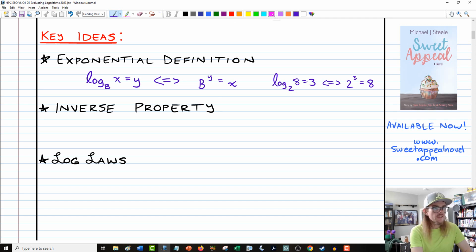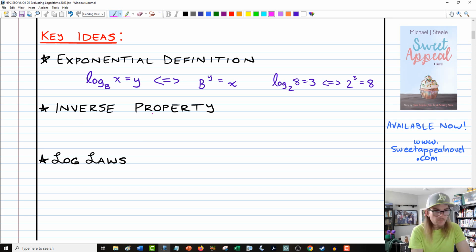Now the second one is very specific to this particular version of a logarithmic expression, because we're going to be simplifying logarithmic expressions. It's called the inverse property, and I don't know that it always gets its own definition or title when you're learning logarithms, but it's one of those properties that I think it's really helpful to lean into.